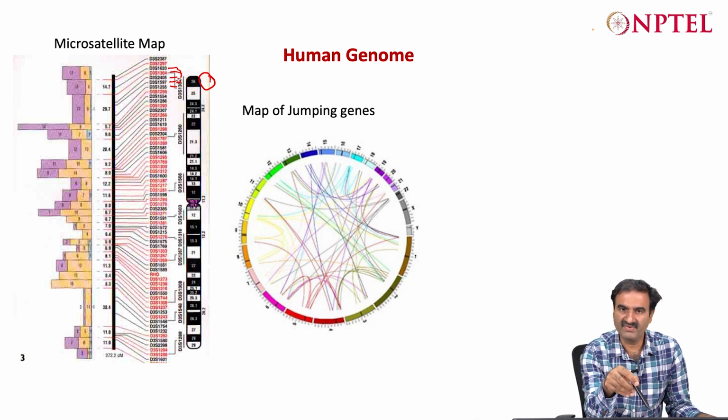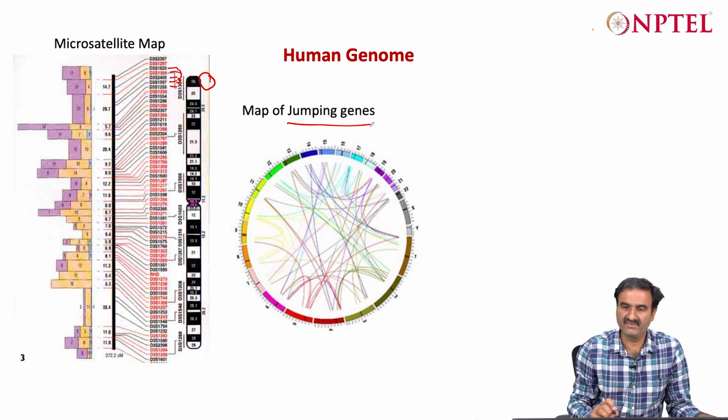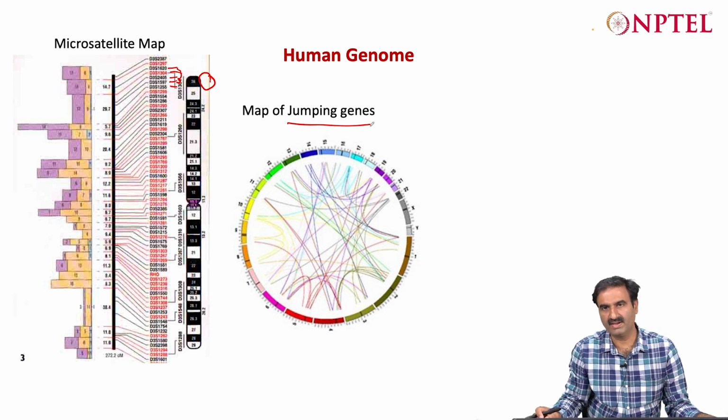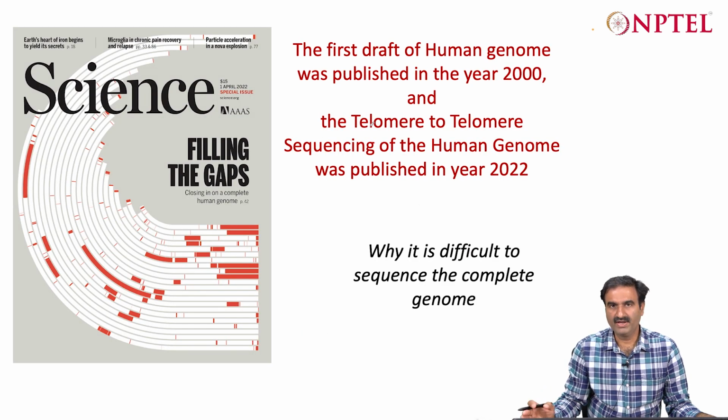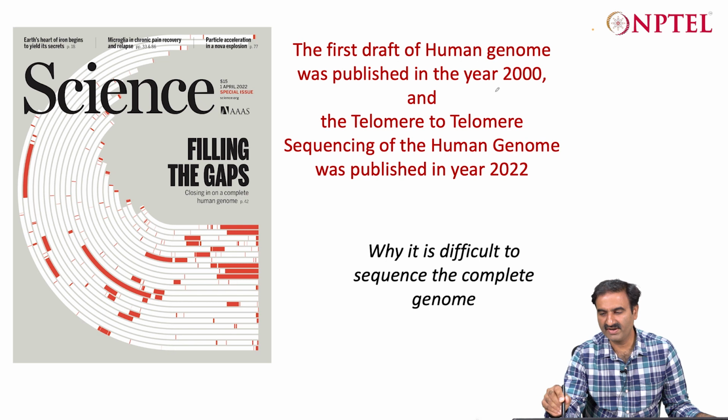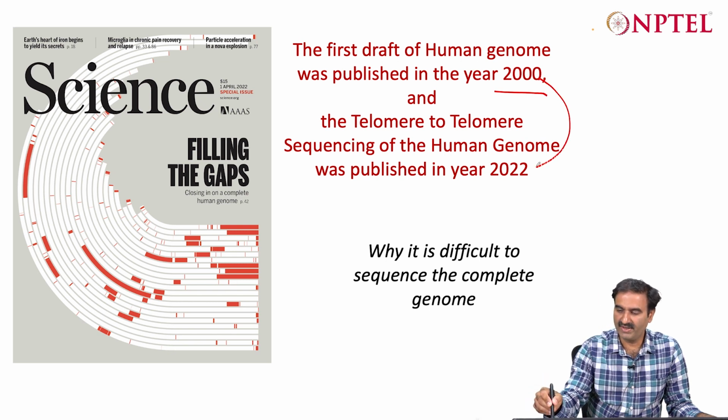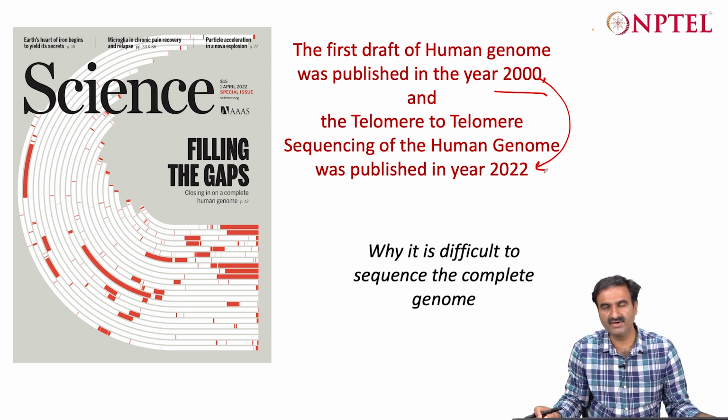Similarly, microsatellites are basically dinucleotide or simple repeats, and there are also complex repeats, and their map is also available, as is a map of jumping genes. These maps are very informative when we do comparative genomics or look at polymorphism or individual variations in genomes. The first genome draft came in the year 2000, but it actually took almost 22, 23 years to complete the human genome, because it had gaps.